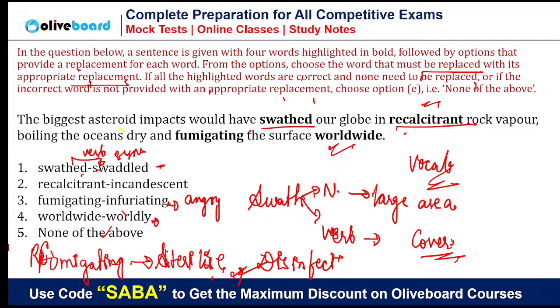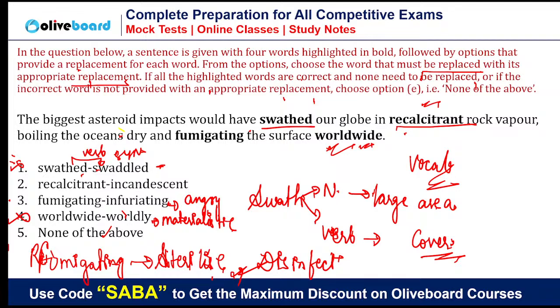Worldwide and worldly. Worldly basically we call materialistic. Worldly pleasure means materialistic pleasure, correct? Yes. Now, first of all, worldly is an adjective. It will not go. Worldwide is absolutely correct. This option is eliminated, right? Fourth is already eliminated. Now, the biggest asteroid impacts would have covered the globe. This is also correct. We don't need to replace it, because both are synonyms.